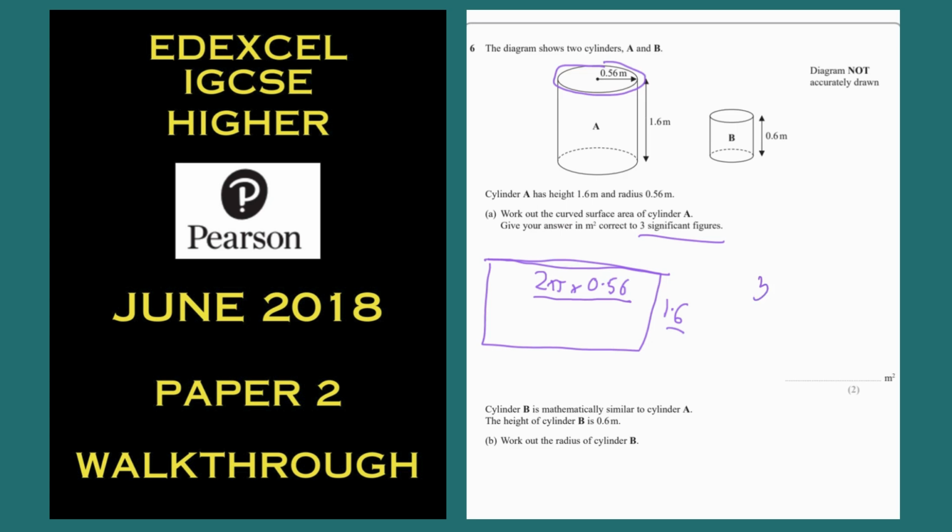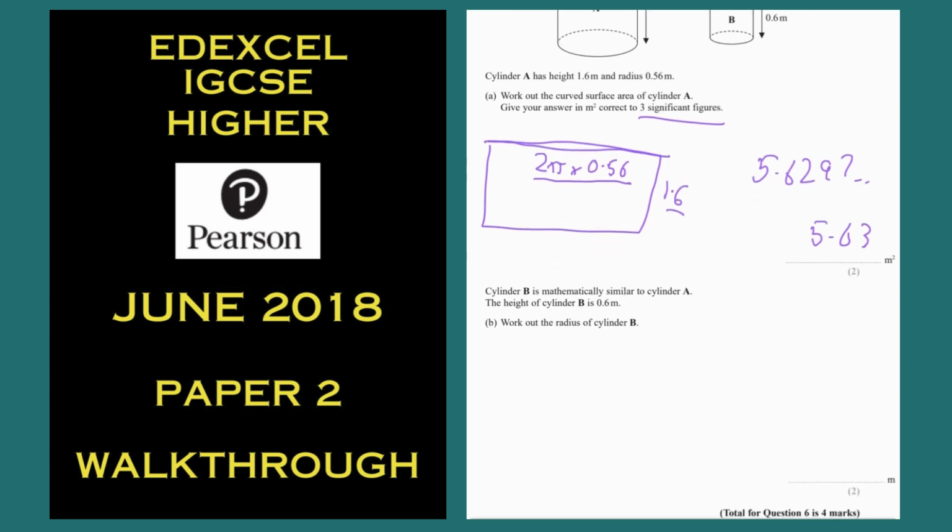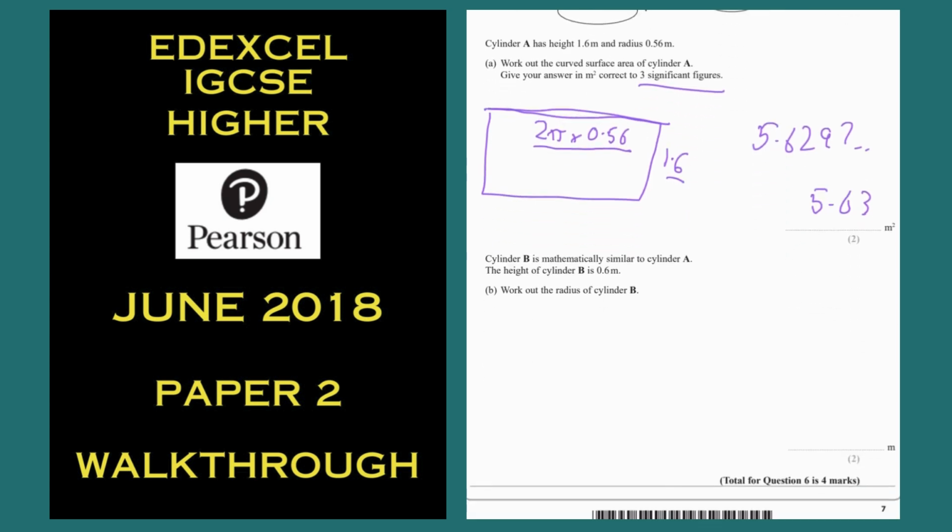I get 5.6297-ish, but it wants 3 sig figs, so 5.63. Now I'll scroll down, even though we're making them disappear a little bit, doesn't really matter.